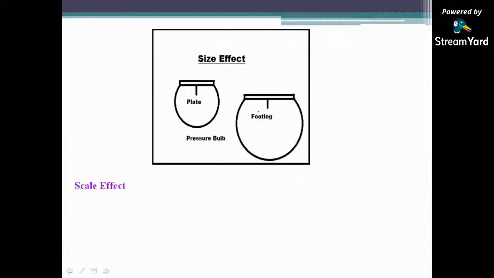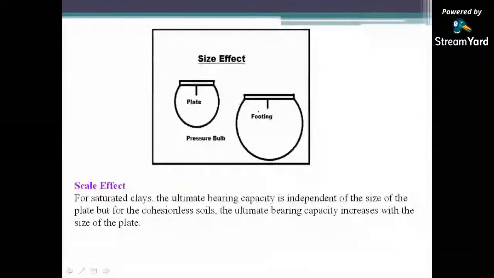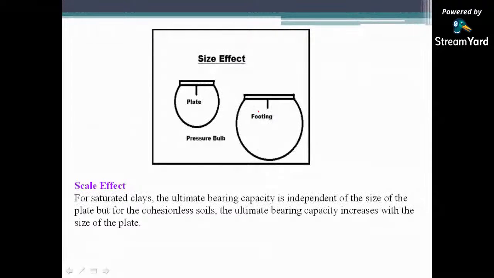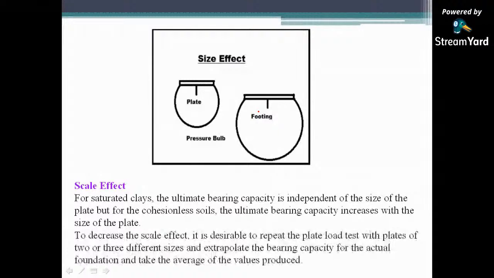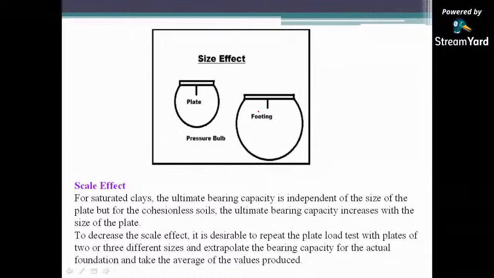Scale effect. For saturated clays, the ultimate bearing capacity is independent of the size of the plate, but for cohesionless soils, the ultimate bearing capacity increases with the size of the plate. To decrease the scale effect, it is desirable to repeat the plate load test with plates of 2 or 3 different sizes, extrapolate the bearing capacity for the actual foundation, and take the average of the values produced.